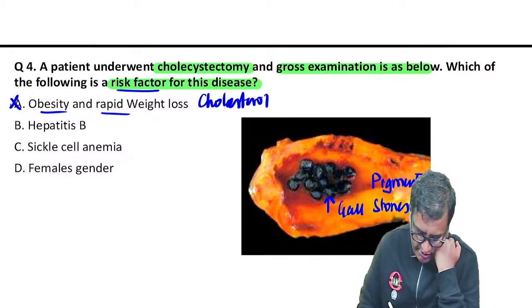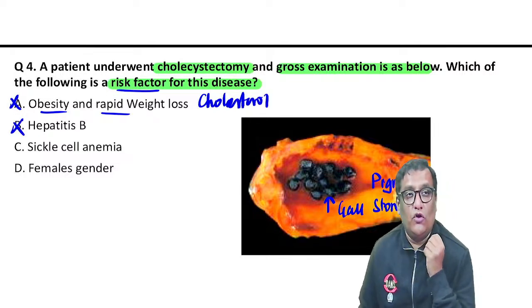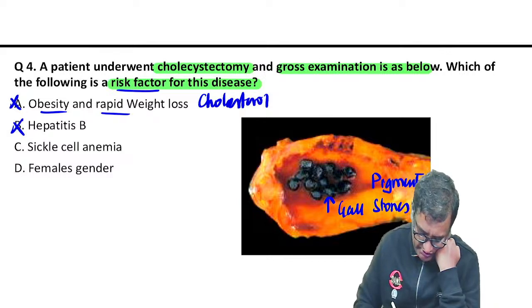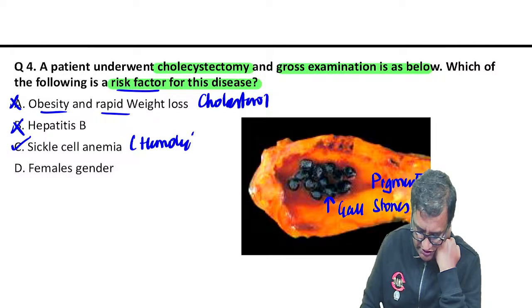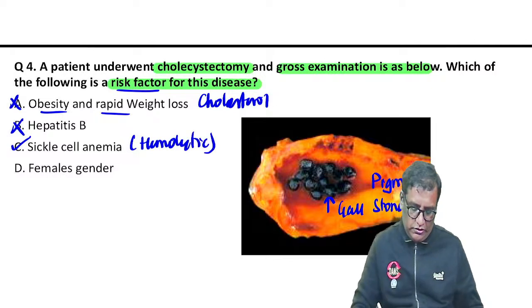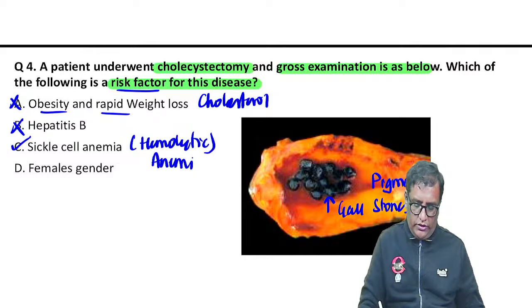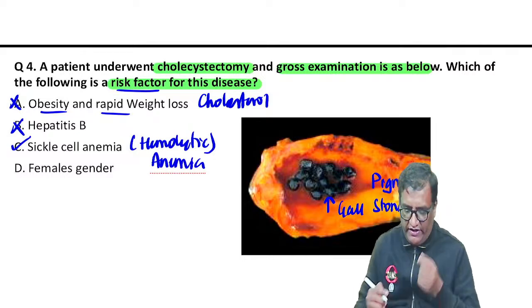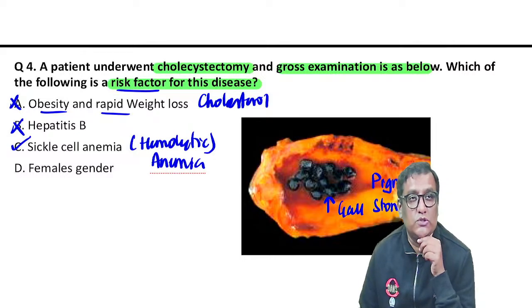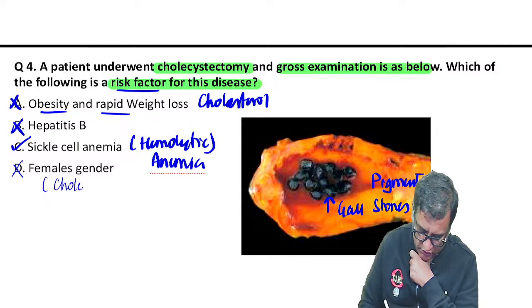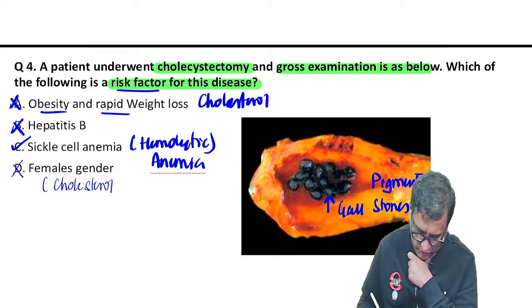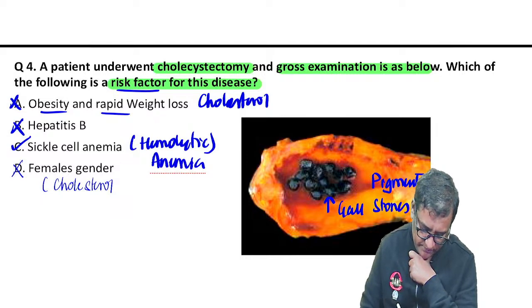Cholesterol stones. Hepatitis B is not a risk factor for gallstone. Sickle cell anemia, yes, is a risk factor, because any hemolytic anemia will be a risk factor for pigmented gallstone. Any hemolytic anemia, including sickle cell anemia, is a risk factor for pigmented gallstone, isn't it? Female gender, no. Female gender is a risk factor for cholesterol stone, isn't it? Yes.